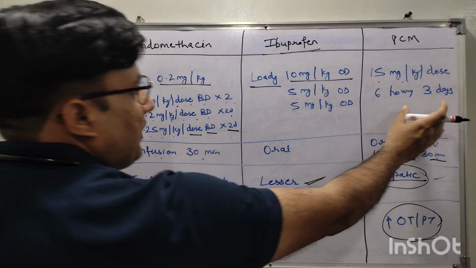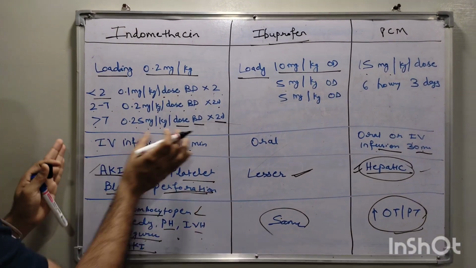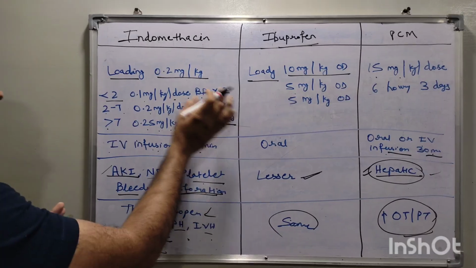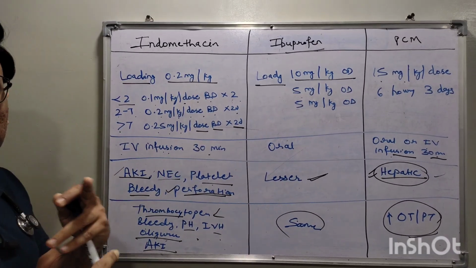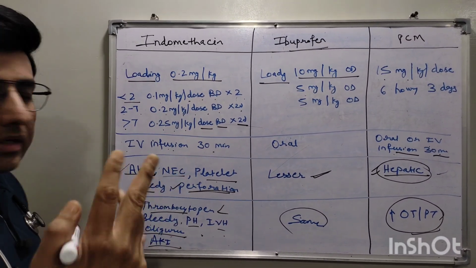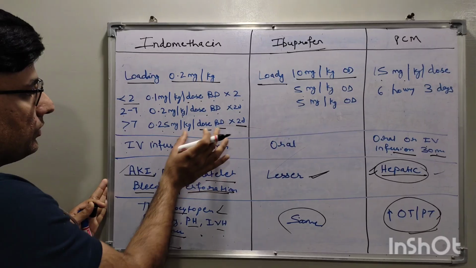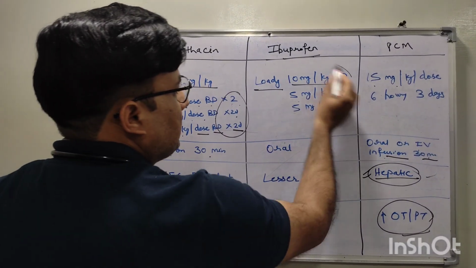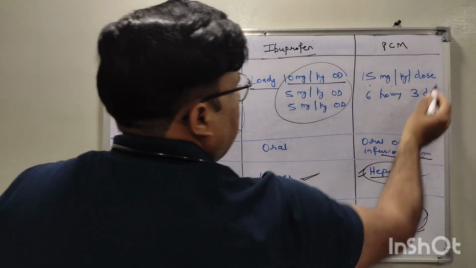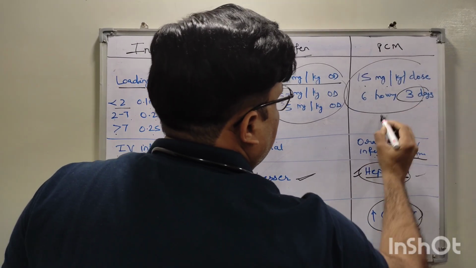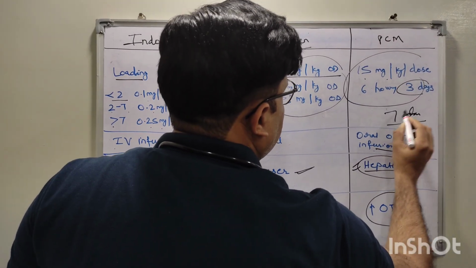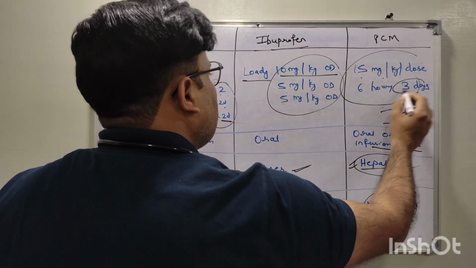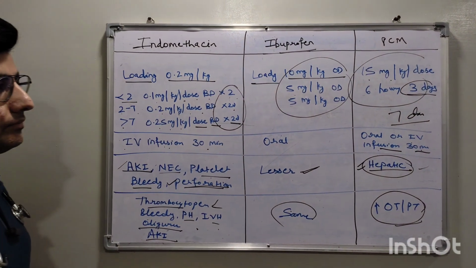So this is one course of the drug for 3 days. If the PDA does not close after one course, we can repeat one more course. Maximum 2 courses are recommended. So here we can repeat the same 3-day course, and here also the same 3-day course we can repeat. Here we can prolong this for up to 7 days. If the PDA doesn't close, we can prolong this paracetamol infusion or oral up to 7 days.